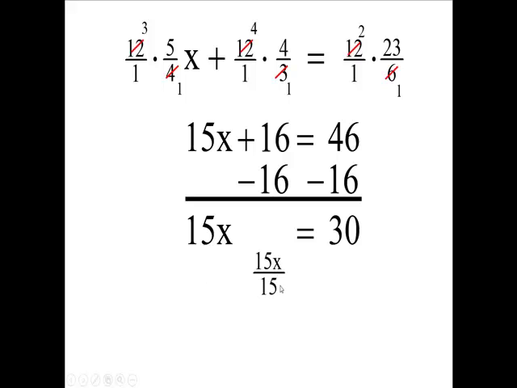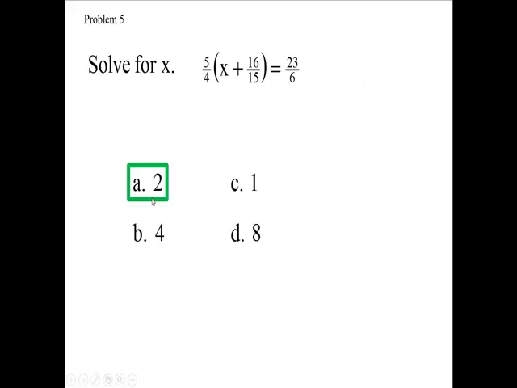We divide both sides of the equation by 15. Take 15x divided by 15. Take 30 and divide it by 15. So now we have x equals 2. So of my four answers, we're going to pick A.